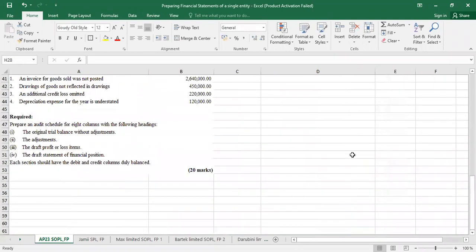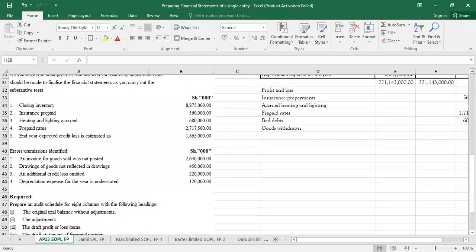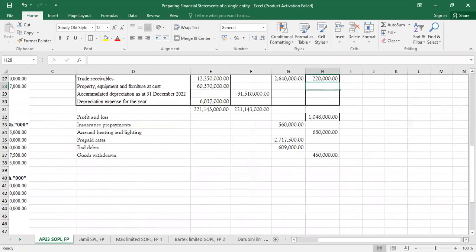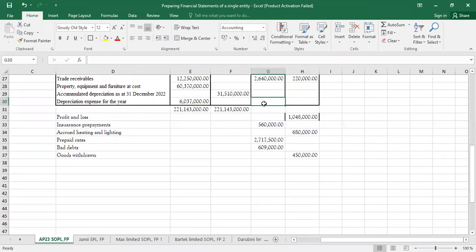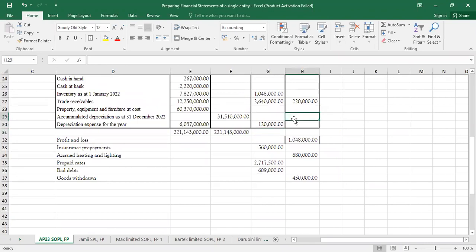And then we've been told depreciation expense for the year was understated. An understatement means it was stated at a low price, isn't it? So we'll debit the adjustment. We'll be debiting our depreciation expense, 123, while at the same time crediting our accumulated depreciation, isn't it? Credit our accumulated depreciation.